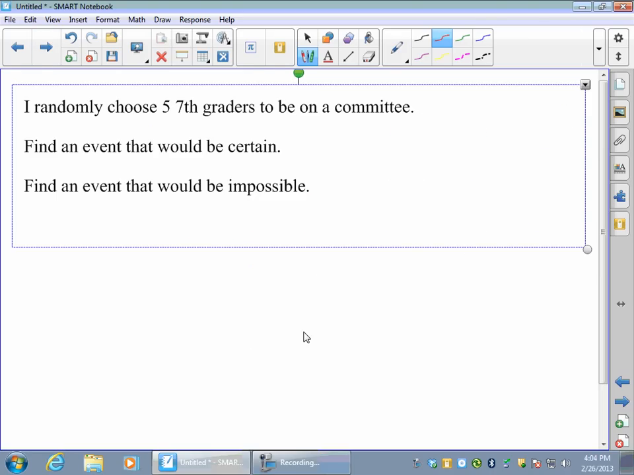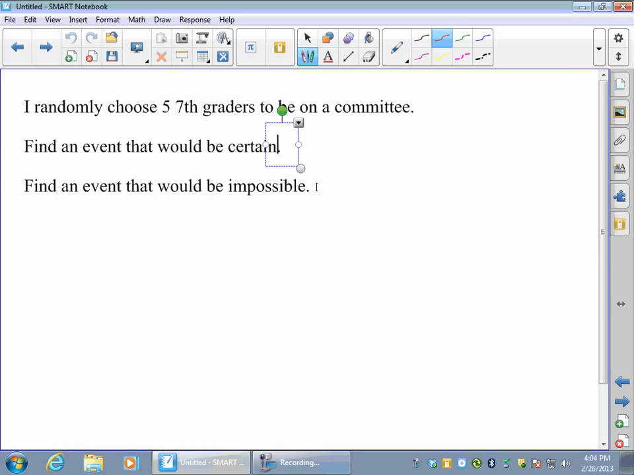So let's say I randomly choose 5 7th graders out of the entire class of 7th graders to be on a committee. I want you to come up with an event that would be certain to happen, and I want you to come up with an event that would be possible to happen, impossible to happen. Bring those to class tomorrow, and we'll see what some of your ideas are.